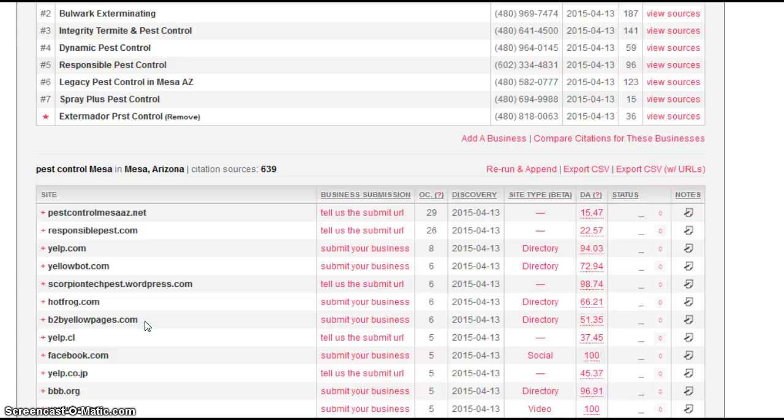Now, search engines like citations. The more, the better. They feel it makes you more legitimate as a business. Therefore, they want to rank you higher than someone who has fewer citations than you do, okay? So, at the top of this page, we actually can do a citation count for your business. And I put you in here, and it says you have 36 citations. Okay, Responsible, who we're comparing ourselves to, has 96. So, almost three times what you have.